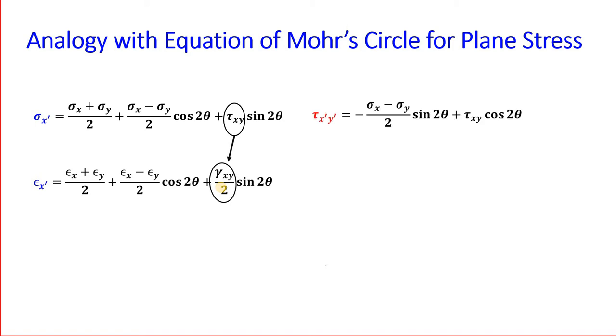So similarly for the shear stress, this was the equation, and for the shear strain, this is the equation. The only difference you can note over here is that we have half shear strain on the left hand side, and similarly this tau xy is now gamma xy by 2.